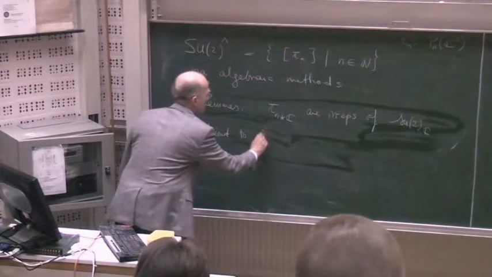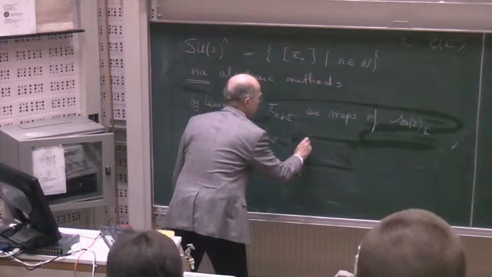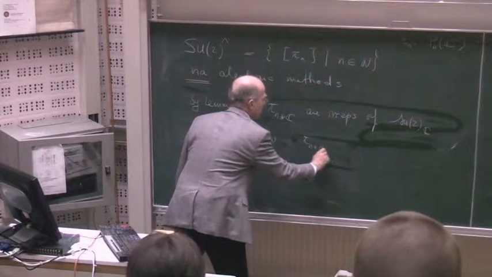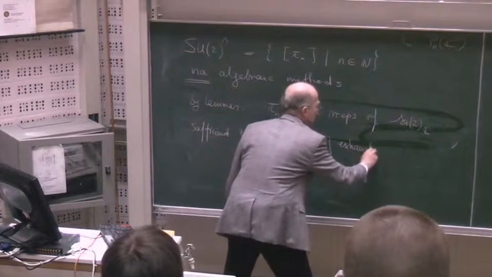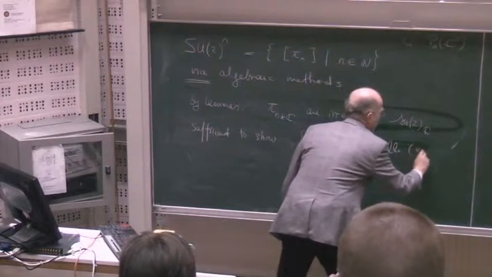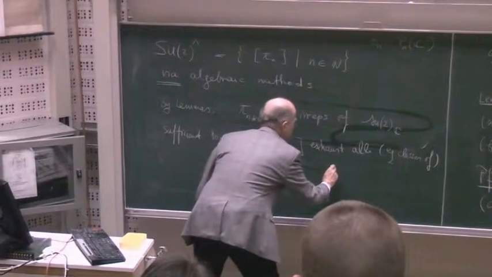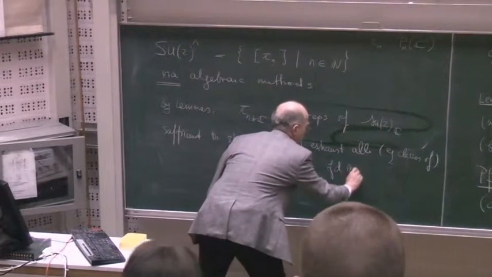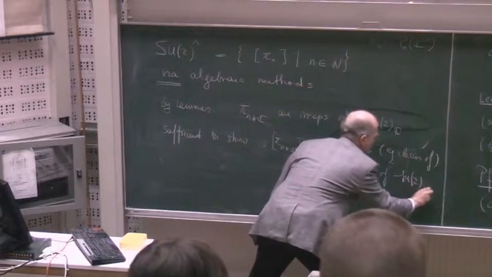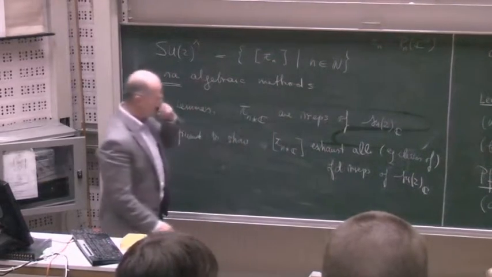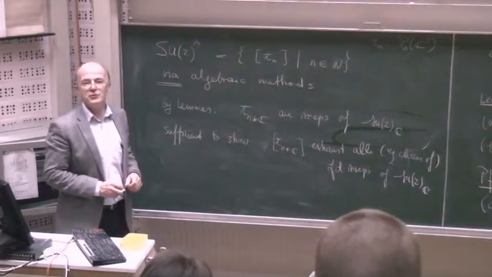So it is sufficient to show that these representations, or rather their equivalence classes, exhaust all equivalence classes of finite dimensional irreducible representations of the complexification of su2. Okay, so let's first now determine the complexification of su2.